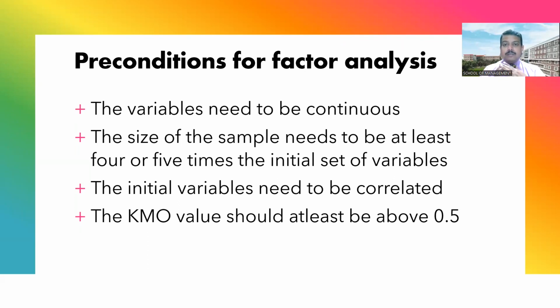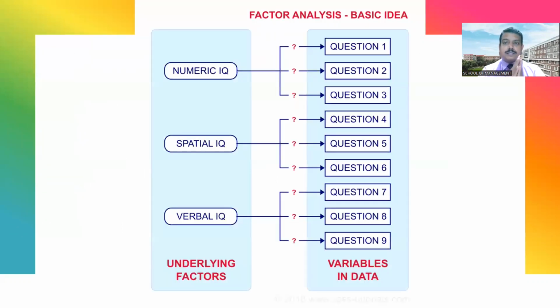If it is less than 0.5, the sample we have taken, the data we have, is not suitable to run factor analysis. So probably we might get additional samples, run the KMO test again, and find out whether it is above 0.5. If it is less than 0.5, we cannot run factor analysis; the interpretation will not be justifiable. So this is the first step. We will have a KMO table, and only where the KMO value is above 0.5 will we proceed with factor analysis. So these are the preconditions.